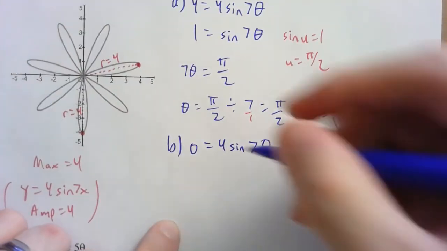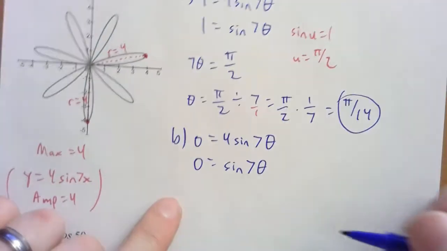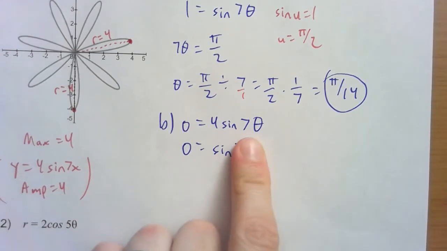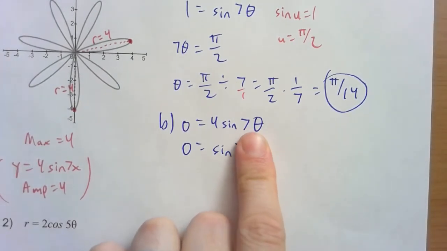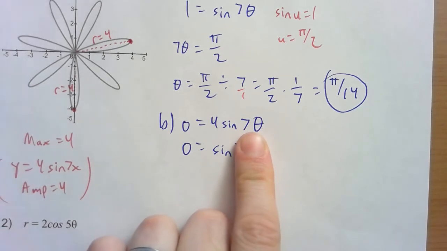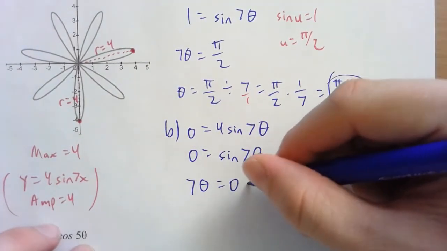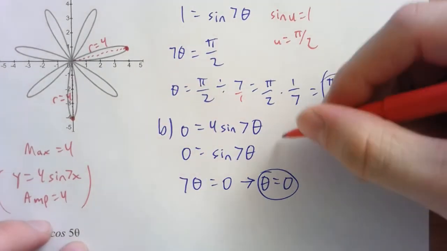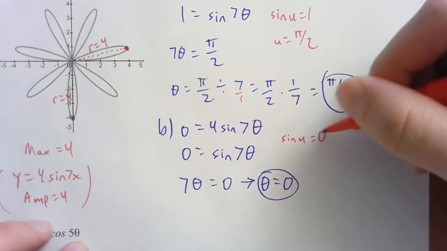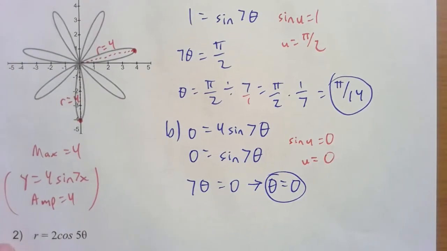Divide by the 4, don't touch that 7. 0 equals sine of 7 theta. So sine of what equals 0? When does sine equal 0? What angle has a sine of 0? When is the y-coordinate on the unit circle 0? That is the angle 0. So 7 theta equals 0, so theta equals 0. And again, if you need to, do that u substitution. Sine u equals 0 means that u equals 0.